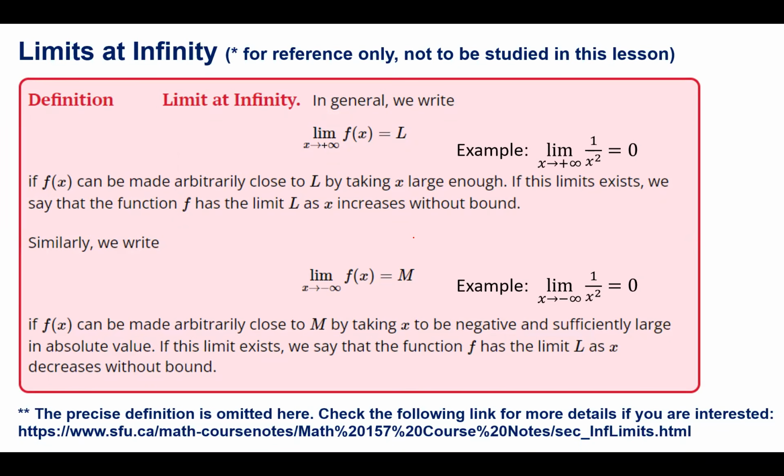So for example, if we consider this function here, 1 over x squared, we can easily draw the graph of this function, right? So this function will have a graph like this. This is y, this is x, y equals 1 over x squared, right? This is the graph of this function. You understand?